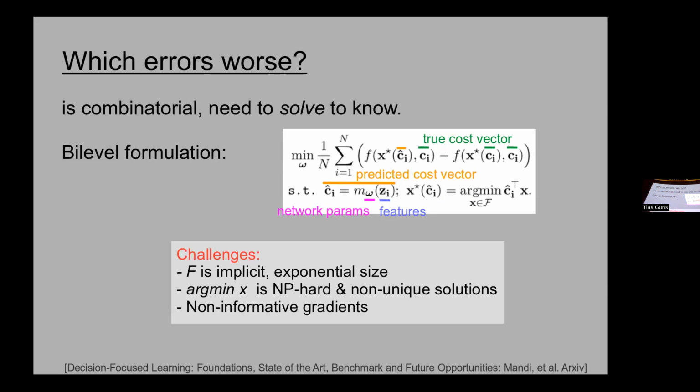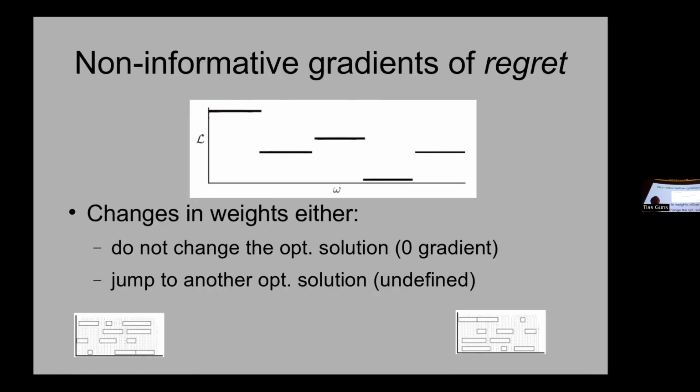But there are some challenges. The F, the feasible space, is in this case implicit, and it's specified as constraints, and we don't assume that we can list all feasible solutions. Actually, calling the solver can be an NP-hard problem, and there could be non-uniqueness in the solutions. And then lastly, if you want to use gradient descent learning, the gradients of this are actually non-informative. Let's take a little bit deeper look at this last point.